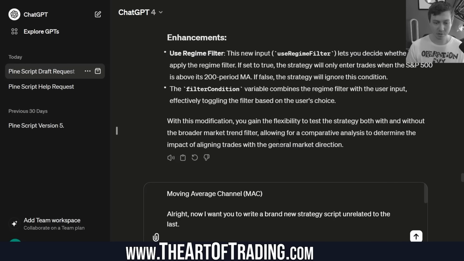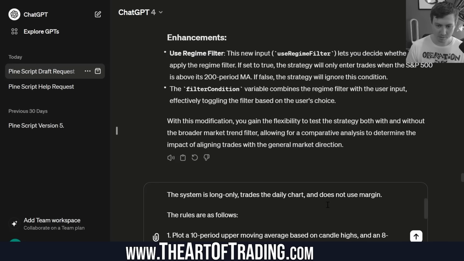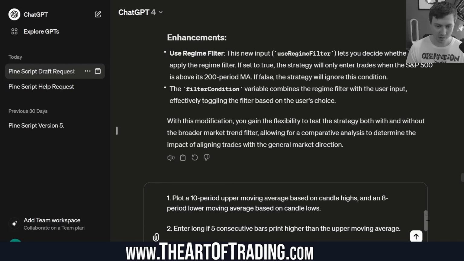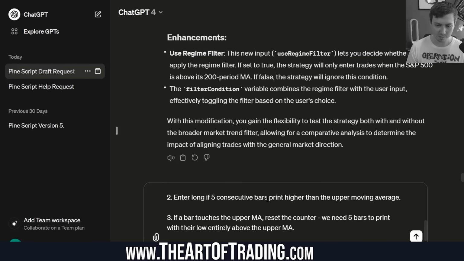Okay, so here is my prompt. All right, now I want you to write a brand new strategy script unrelated to the last. The system is long only, trades the daily chart, and does not use margin. The rules are as follows. Plot a 10-period upper moving average based on candle highs and an 8-period lower moving average based on candle lows. Enter long if 5 consecutive bars print higher than the upper moving average. If a bar touches the upper moving average, reset the counter.